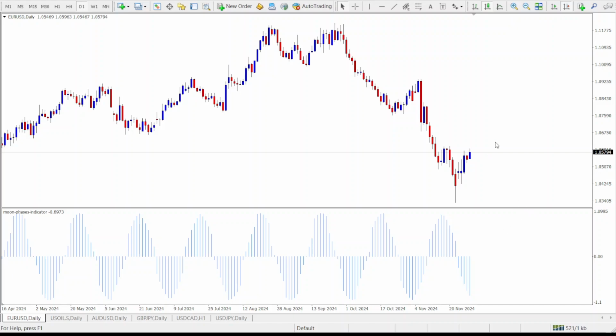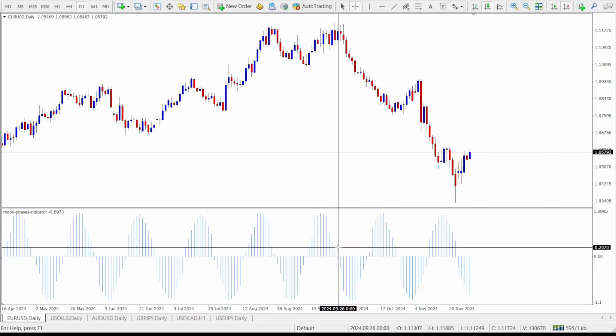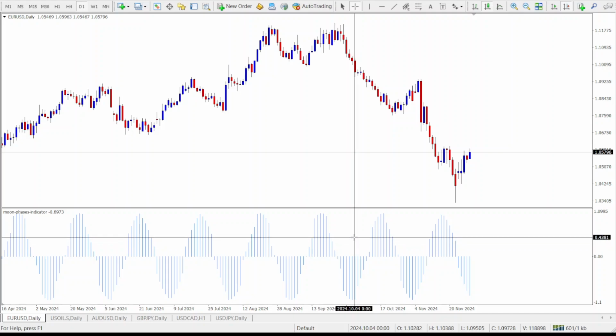Okay, now in as much as this indicator tries to reference lunar effects on the forex market, there is limited scientific evidence to support its reliability. Okay, there is actually limited scientific evidence to support its reliability, so results might vary. Because looking at the chart we can see that there seems to be some varying patterns, right?